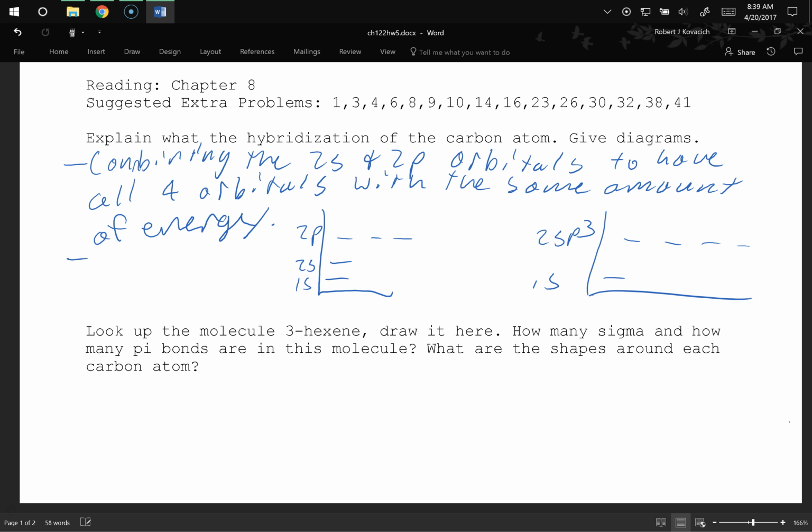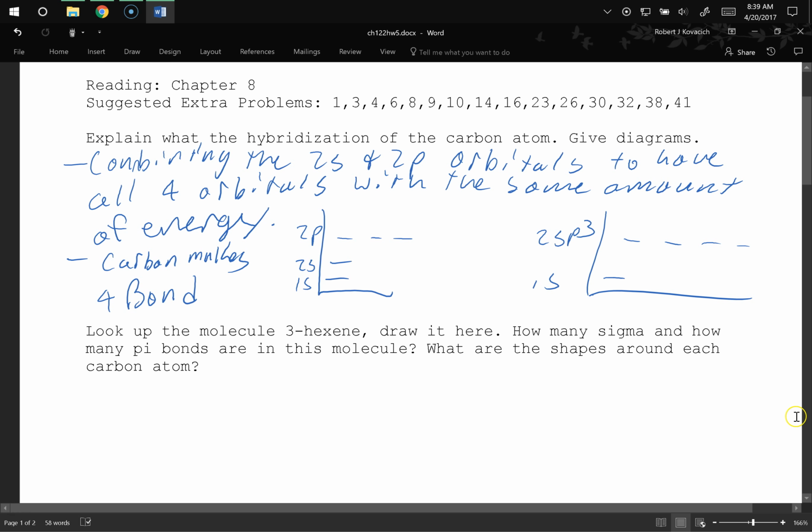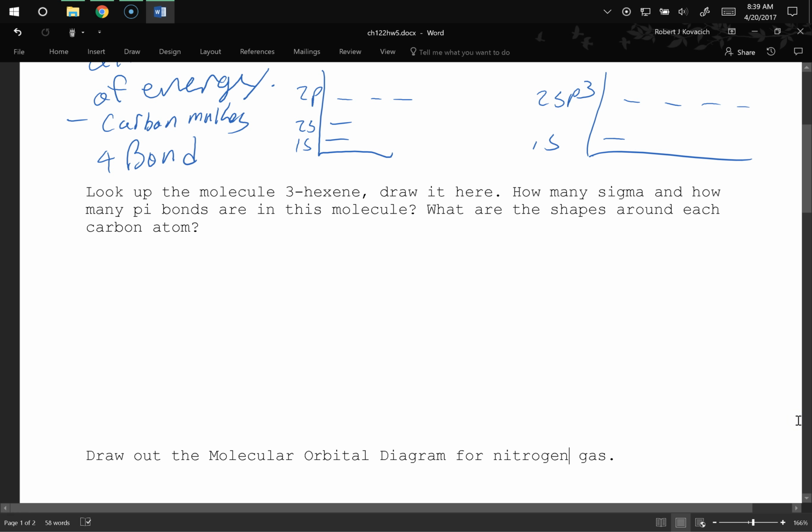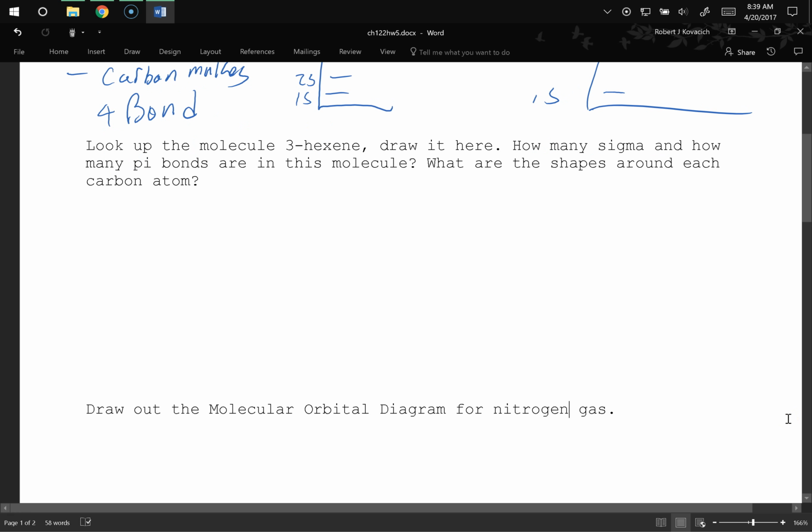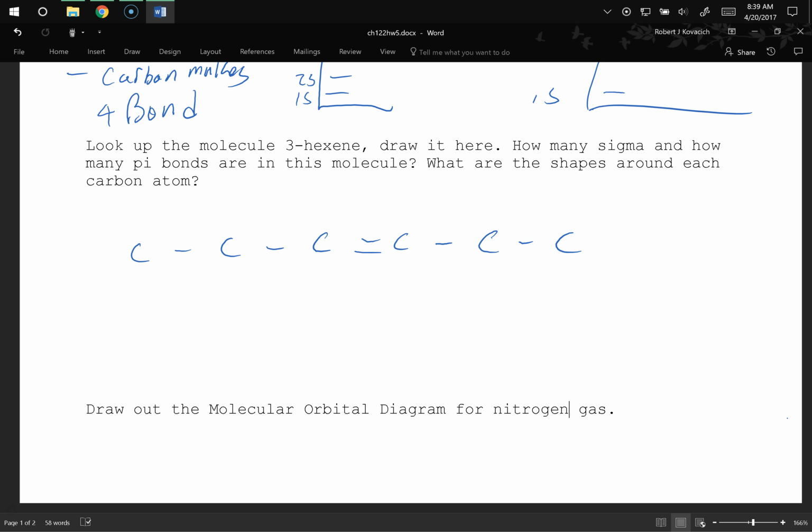Yeah, so we know the reasoning behind carbon making the four bonds. All right, so look at the molecule hexene. 1, 2, 3, 4, 5, 6, double bond.